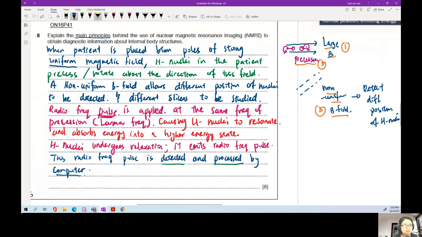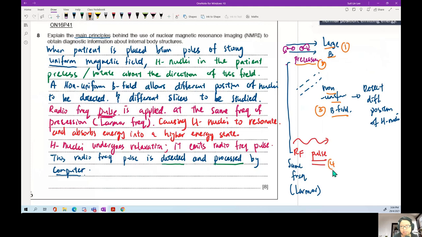Okay, next, it's time to send in some radio frequency. Ding, ding, ding, ding. Radio frequency pulse. The word pulse is important. If we keep sending continuous radio frequency, the machine will be confused because it's flooded. So this is a radio frequency pulse, and this pulse is the same as the frequency of precession. These two will have the same frequency. The Larmor frequency.